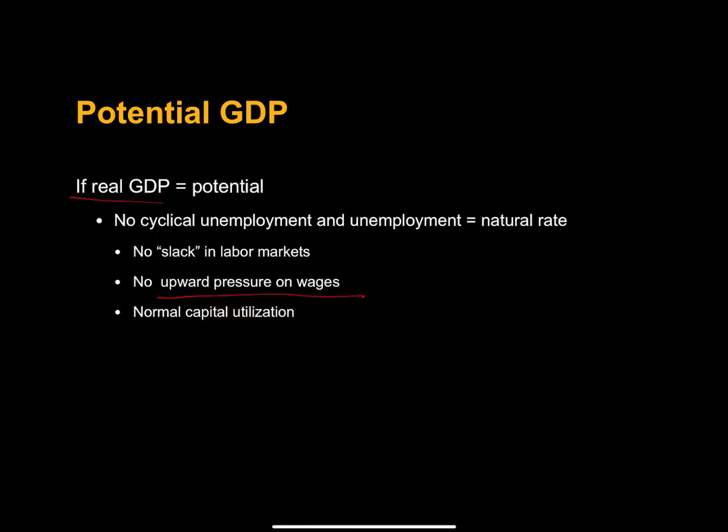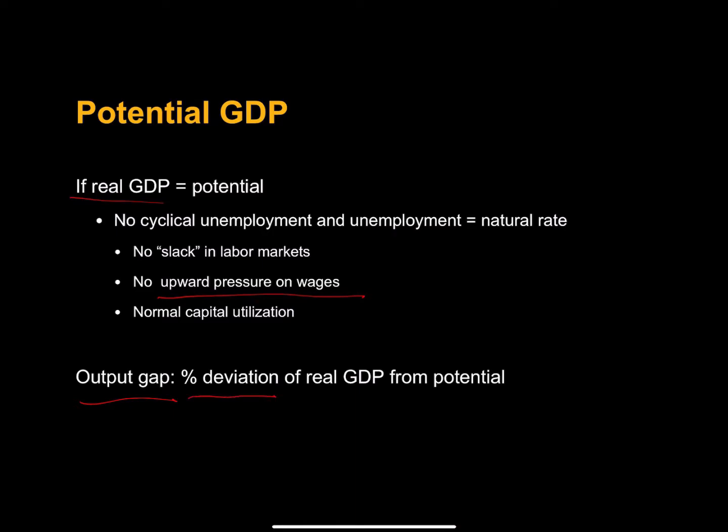And that also suggests that capital utilization is normal. So we are operating at capacity. Maybe our factories aren't running 24 hours a day. They're running the normal, perhaps 18 hours a day. We're not here to talk about potential GDP. We're here to talk about fluctuations and deviations from potential GDP, or the output gap. What happens when GDP is different from potential?